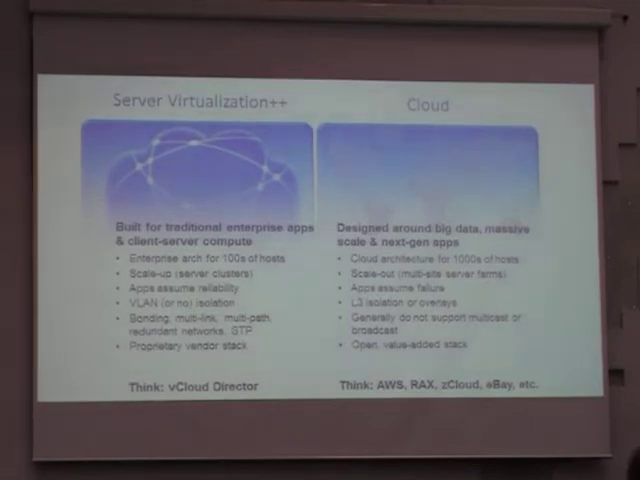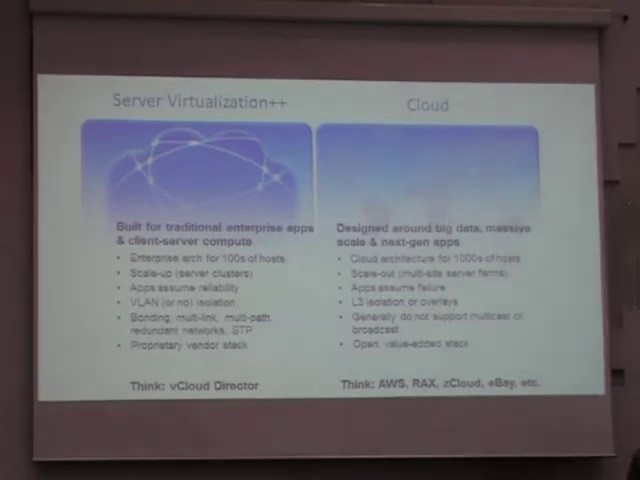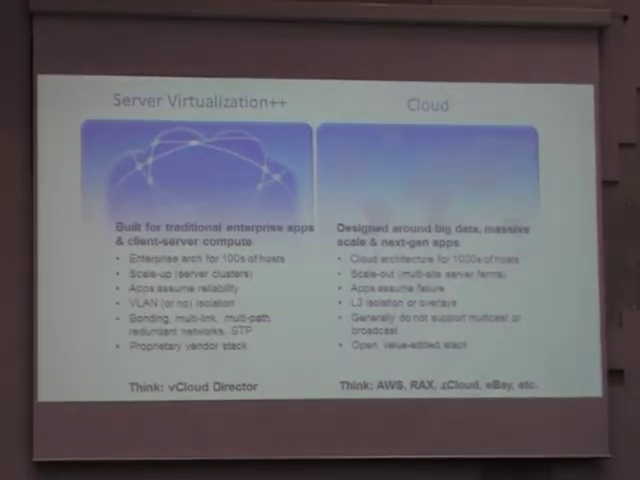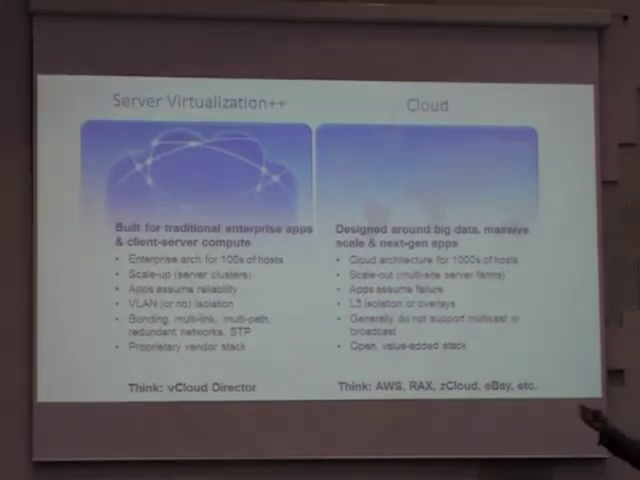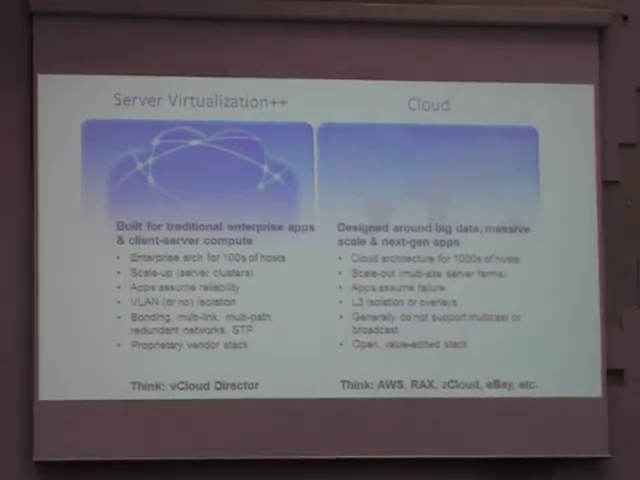Usually, in terms of network isolation, there's either none, or they use VLANs to do some type of network isolation. Of course, they take advantage of bonding, multi-path, any type of redundant network. And then usually it's a proprietary stack. When I talk about server virtualization plus, I usually think about vCloud or VMware, and that's where VMware does really well.